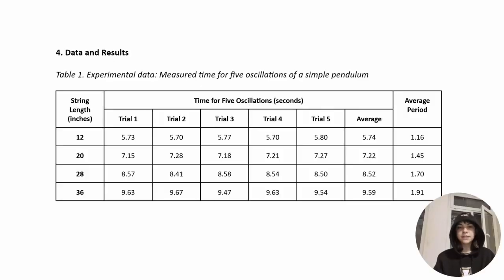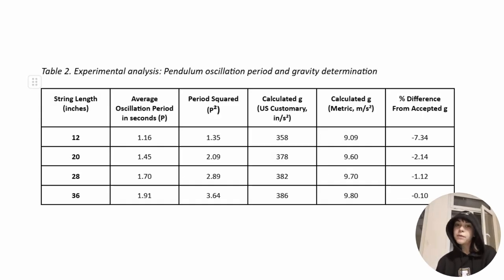From the raw data, we can see that as the string length increased, so did the average period of the oscillations. From the period derived from the raw data, we were then able to calculate gravity, first in inches per second squared and then in meters per second squared. And the values were pretty similar to the 9.81 value that we used in physics class.